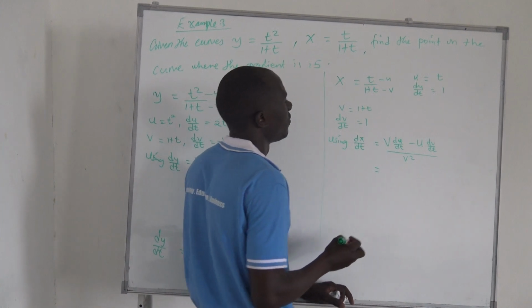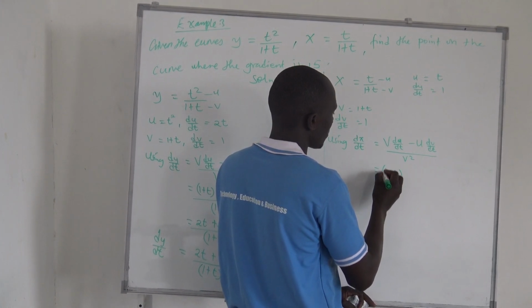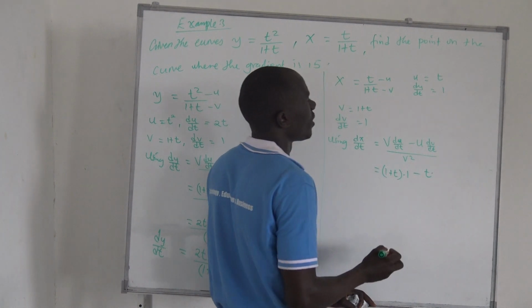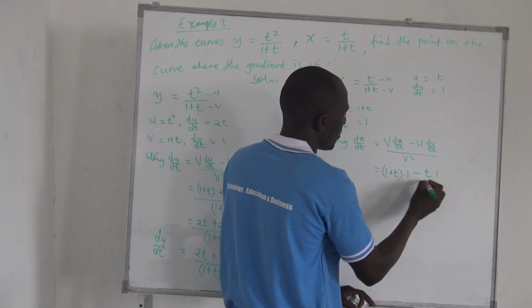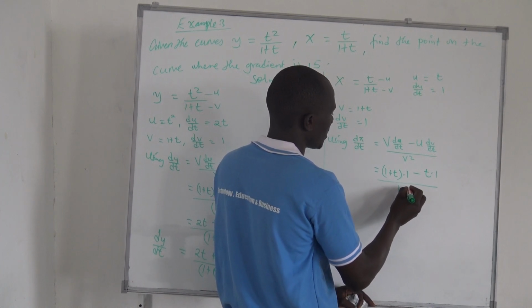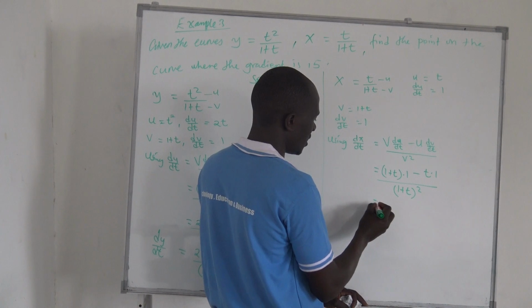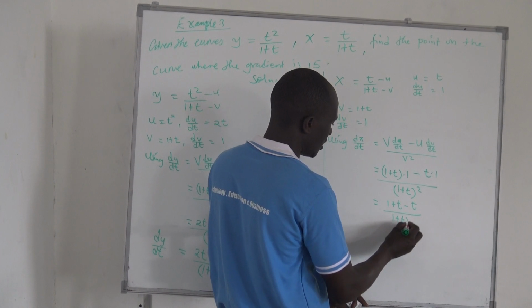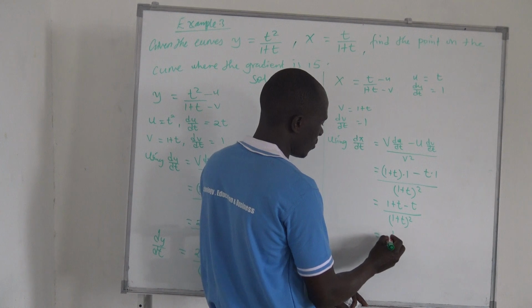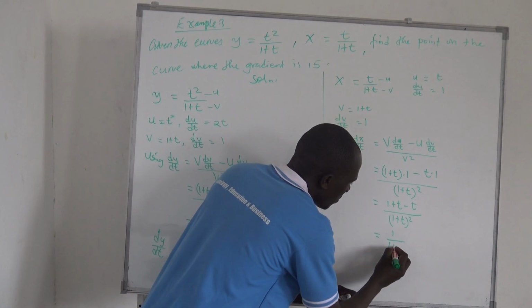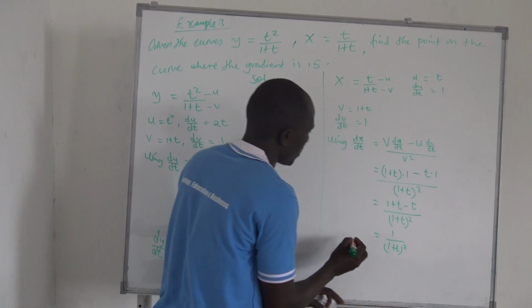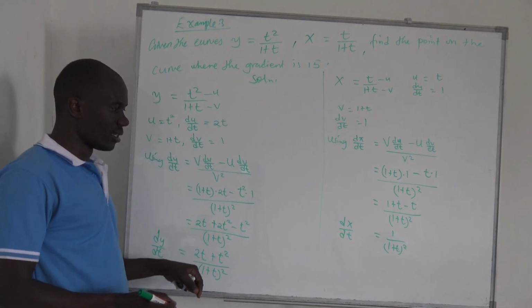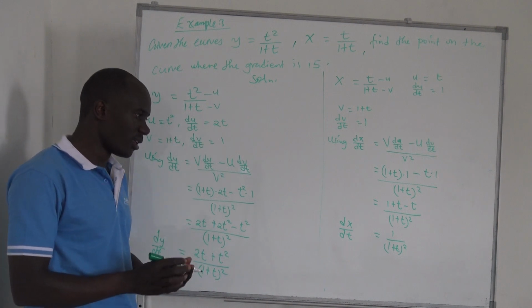What is our v? Our v is given as 1 plus t times what is the du/dt? 1, minus what is our u? Our u is already t, times what is the dv/dt? The dv/dt is already 1, all over what is our v? 1 plus t the whole of it squared. What do we get? We get 1 plus t minus t all over 1 plus t the whole of it squared. What do we get? 1 all over 1 plus t the whole of it squared, which is the dx/dt. So I've got the dy/dt and we've also got the dx/dt.